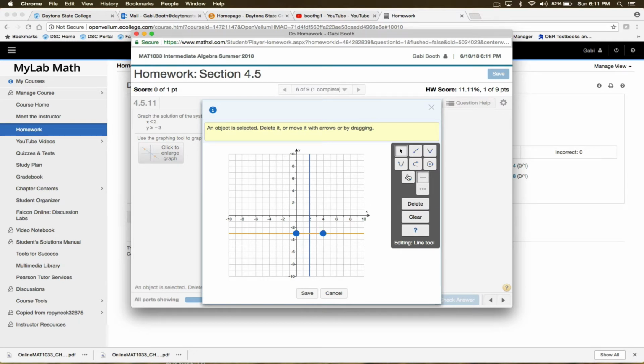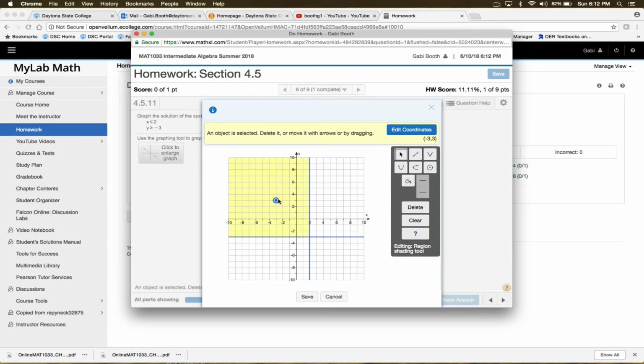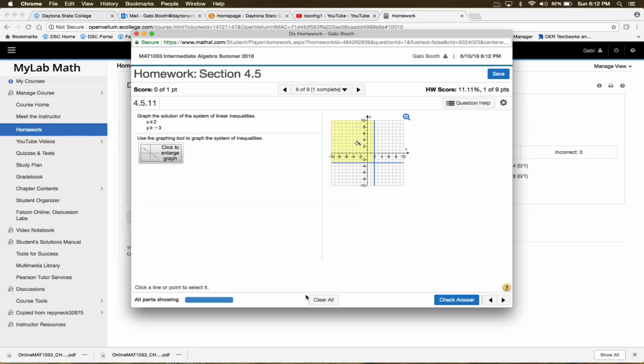So now I use my shading tool, and I have to shade the area where both of the equations have the same solution. So x is less than 2 would be to the left, greater than negative 3 would be going up. So this area here to the left is my solution that holds true for both of them. Save, check answer, and nice work. This is how you graph inequalities.